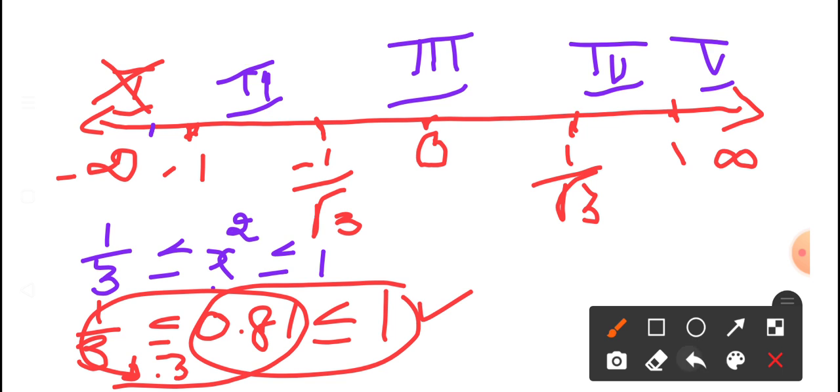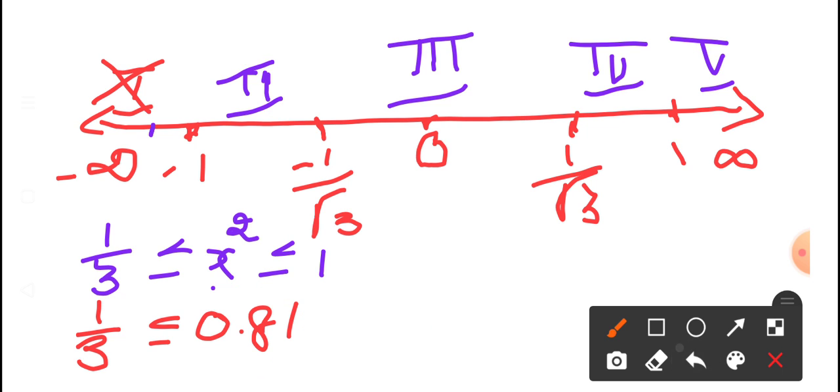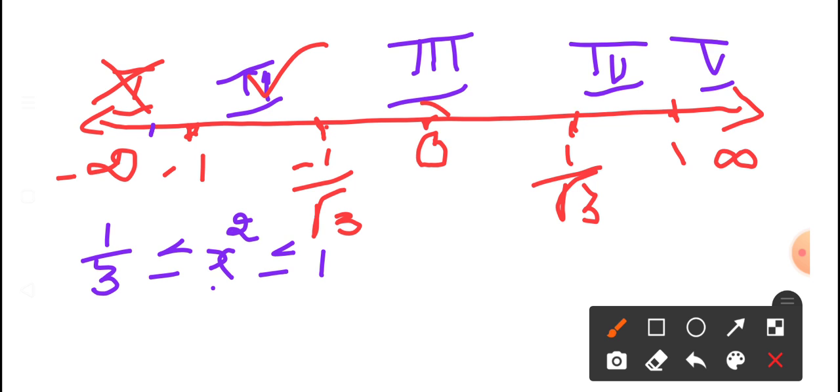Now we take the third interval. The third interval is -1/√3 to +1/√3. Clearly we can take 0. Now we substitute 0. That is 1/3 ≤ 0², which means 0, and 0 ≤ 1.